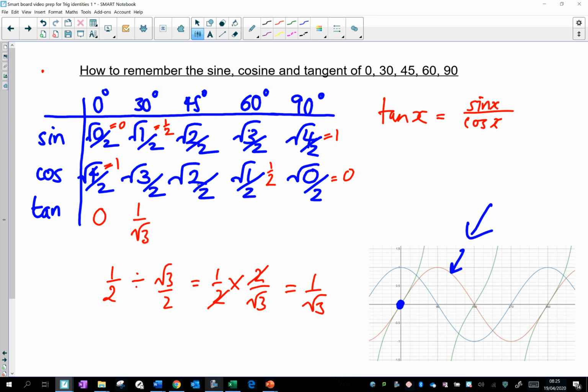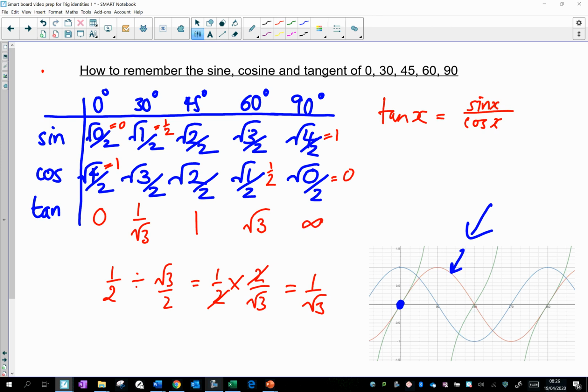Here you're dividing something by itself, so you're going to have just 1. Here, root 3 over 2 divided by 1 over 2. Again, the 2's disappear, and you're left with root 3. And here, 1 divided by 0. Remember, if you divide anything by 0, you get infinity.